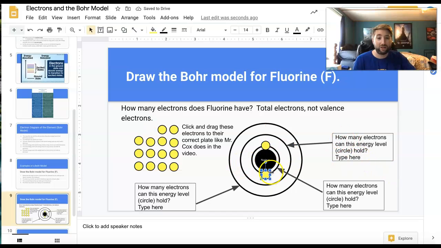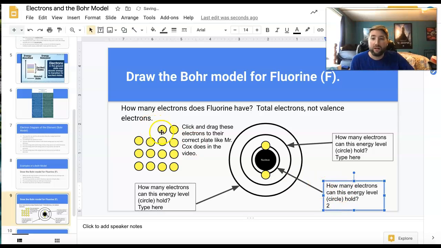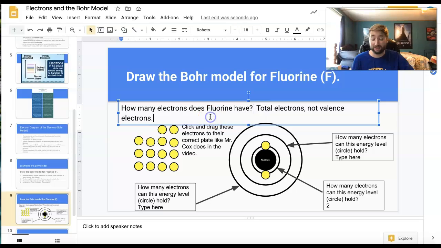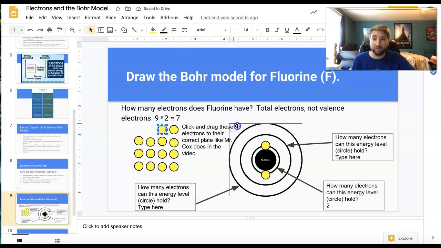It says how many electrons can this energy level hold? Type here, 2. The next one asks how many electrons this energy level can hold. It can hold up to 8, but we've already given out 2, and 9 is the total number of electrons. So we used 2 of them in the first energy level, and now we've got 7 left over. So we're going to drag 1 here, 1 to this side, 1 to this side, and then 1 to this side.